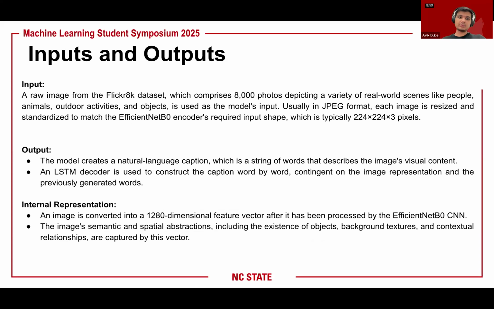Coming on to inputs and outputs, our input is an image from the Flickr 8K dataset, which includes real-world scenes of people, animals, and objects. We use EfficientNet to convert each image into 1280-dimensional feature vectors. The LSTM decoder then generates captions word by word based on this vector and the previous words in the sequence.